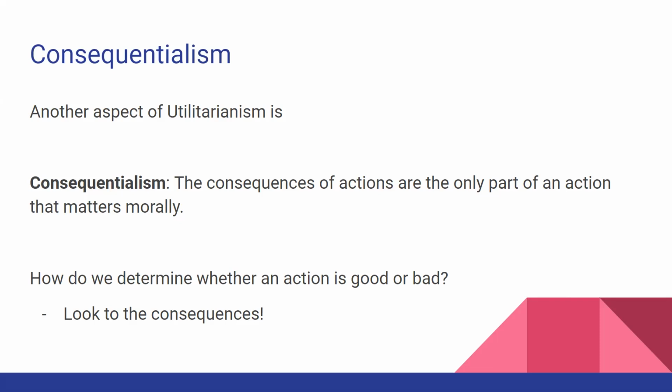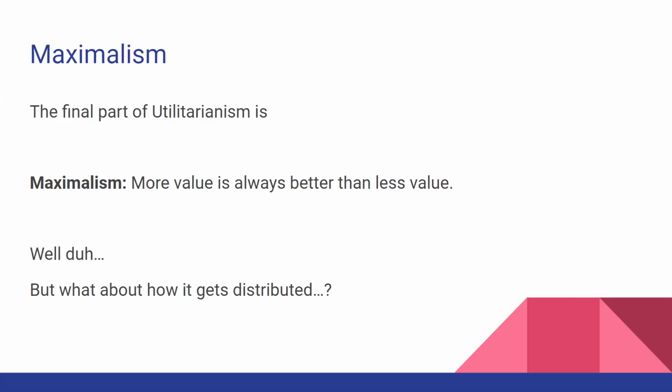Now, taking consequentialism and adding it to hedonism, we have the idea that actions are good insofar as the consequences produce pleasure, and bad insofar as the consequences fail to produce pleasure or produce displeasure. And then finally, the final aspect of utilitarianism is a maximalist understanding: it's always the case that more value is better than less value. When it comes to creating certain kinds of value in the world, you should always try to create more than less. There's an interesting question of more value for whom, more value where, but that doesn't really matter. This is just a general idea here.